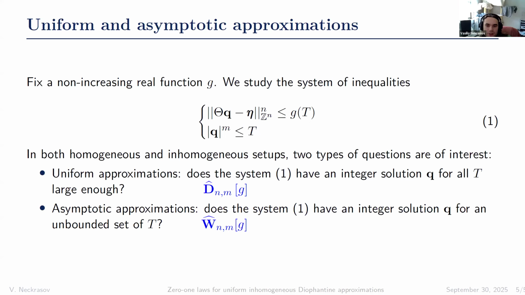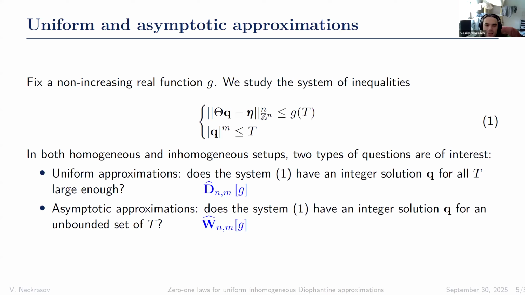Now there are at least two natural questions that one can ask about solvability of the system. The first question is, can this system be solved for any t, no matter which parameter t we take? Or maybe we can weaken it a little bit and say for all t at least large enough. This is the setup that is usually referred to as uniform approximation. This system of inequalities uniformly has solutions for all large enough t.